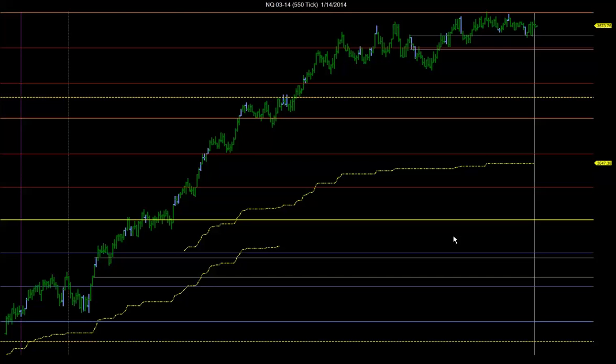Okay, in this video, we'll take a look at the full trip. The full trip is when price moves through the entire rotational area, from rotational high to rotational low, or from low to high. This is a fairly large rotational area. This is a chart of the NQ.